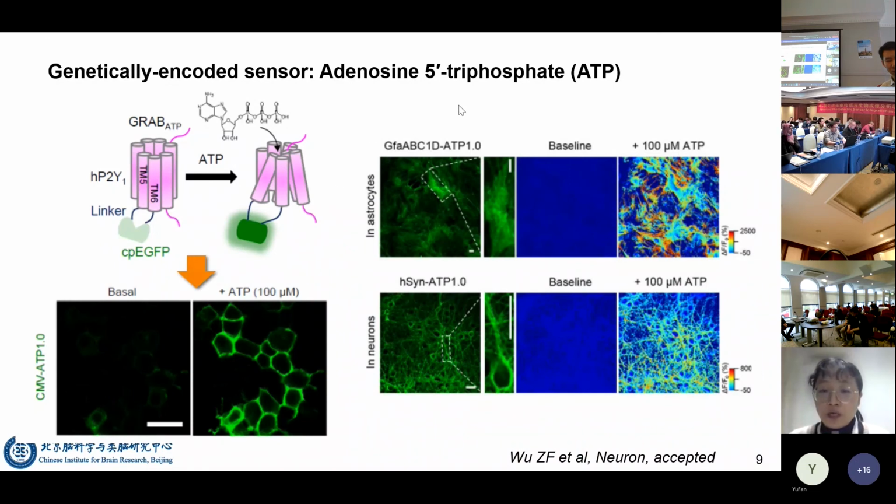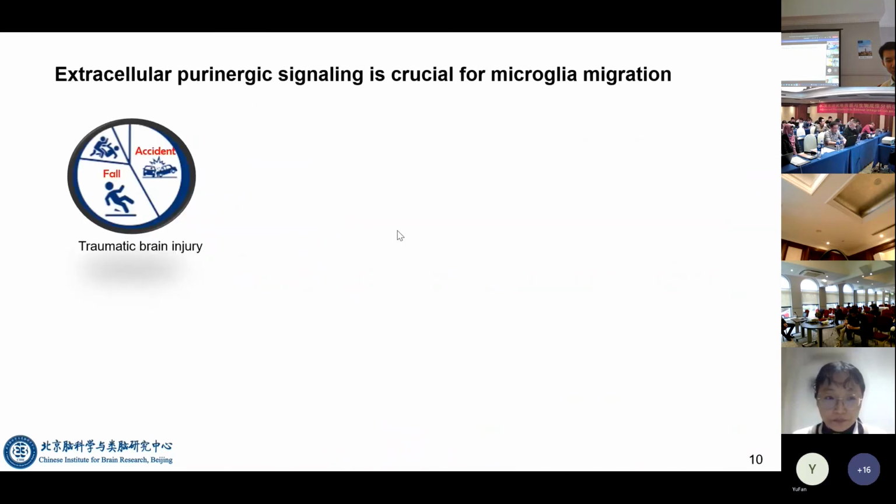We used this sensor specifically expressed on astrocytes. And then I want to introduce a part of our work. We found that extracellular purine signaling is crucial for microglia migration, and we know about traumatic brain injury.